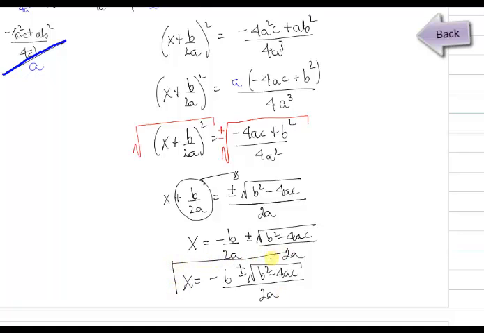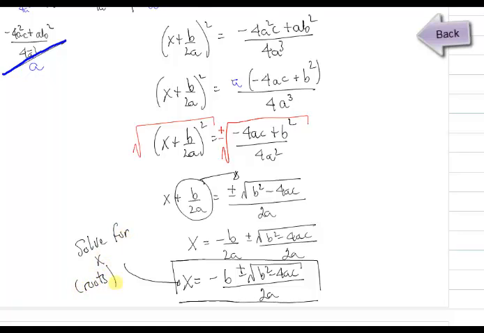Okay, all that work for one little formula. Well, actually, it's not a little formula. Some of you are going to use it a lot. So what does it mean? What it allows us to do is to solve for x. What that means is our roots.